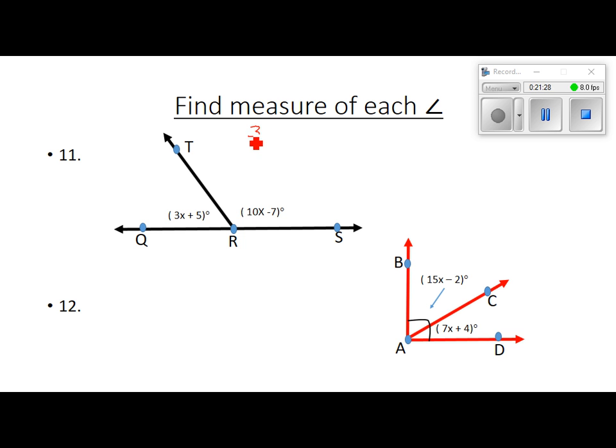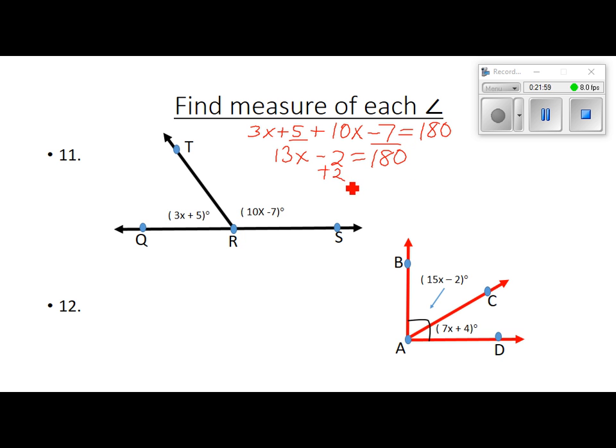3x plus 5 plus 10x minus 7 equals 180. So we're going to set that up for that picture. Is it always going to be that way? No, it depends on the problem. I'm going to solve this real quick. 13x, and a 5 and a -7 give you what? -2. Make sure you don't get in a hurry there. A lot of people make a little mistake right there.